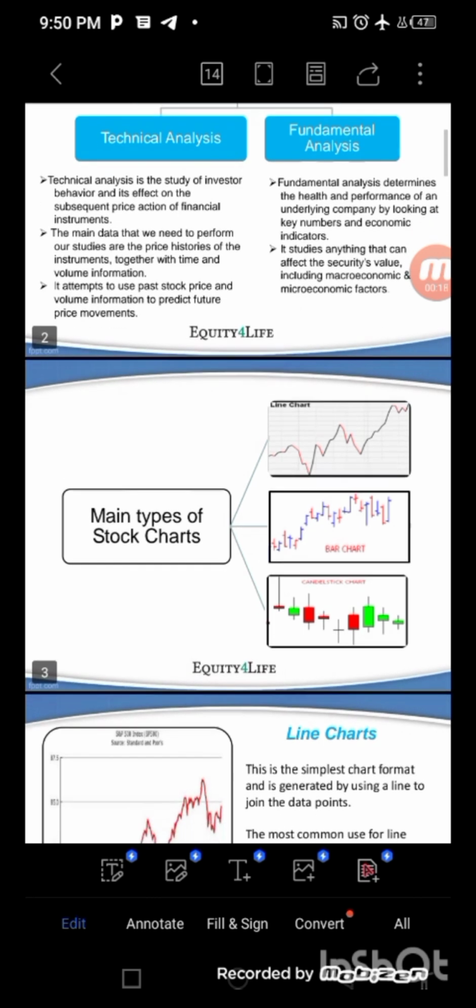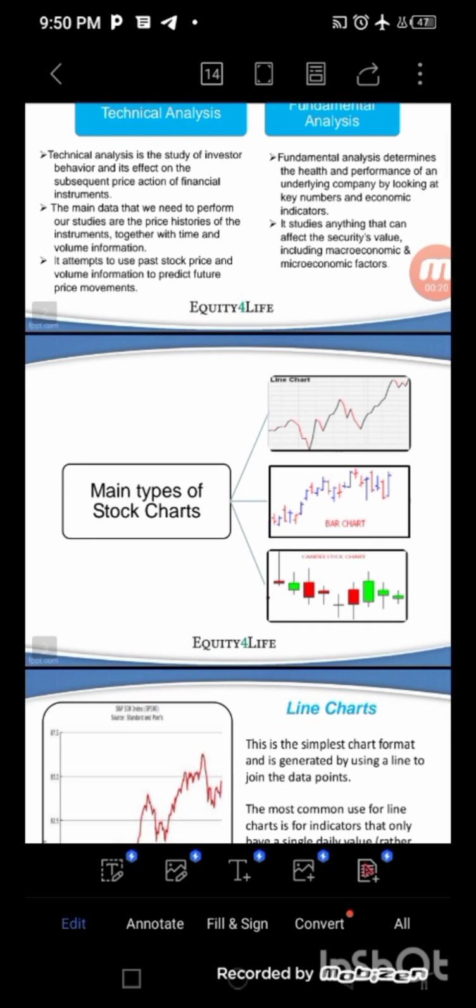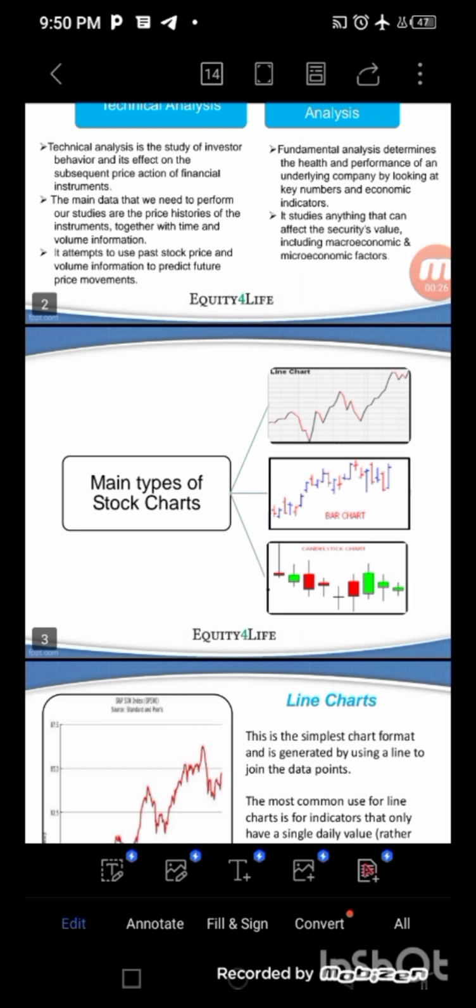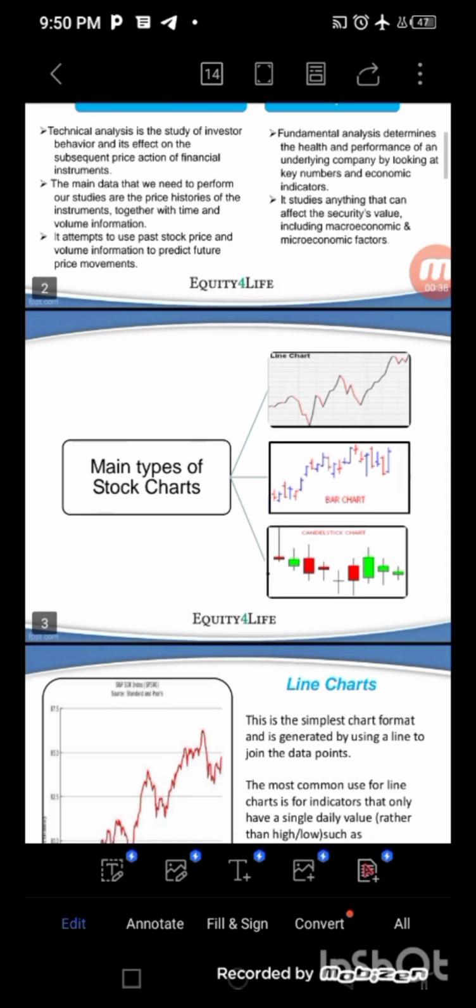Technical analysis is the study of investors' behavior and its effect on the subsequent price action of a financial instrument. The main data we need to perform our studies are the price histories of instruments, together with time and volume information. It attempts to use past stock price and volume information to predict future price movements.